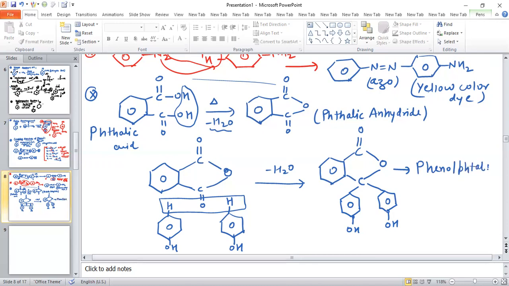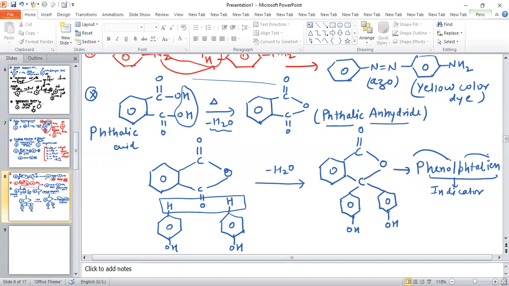The name of this compound is phenolphthalein, which is used as an indicator. So this is basically the preparation of phenolphthalein. Phenolphthalein is prepared from phthalic anhydride plus phenol. Therefore, in the name you can see phenol plus phthalein. So basically, the name of this compound is phenolphthalein. So this is basically the reaction.